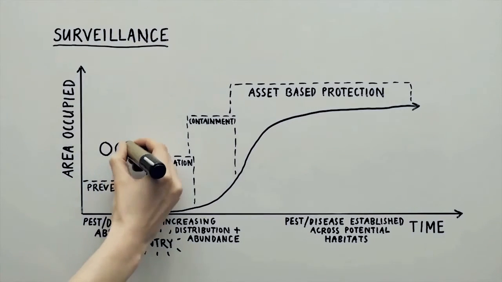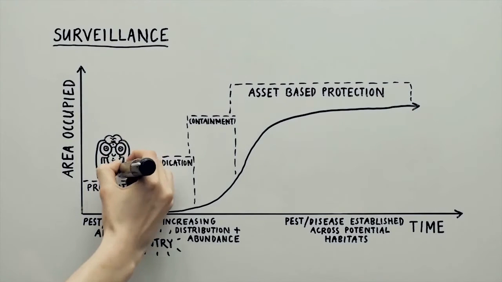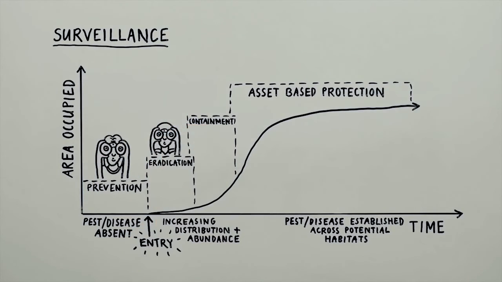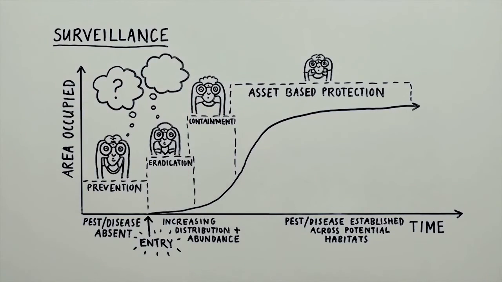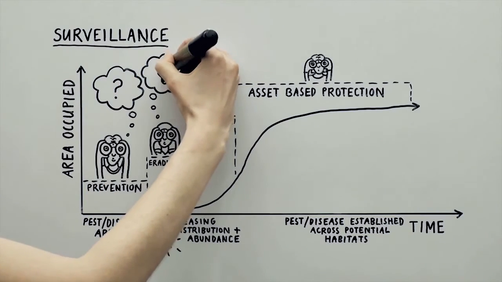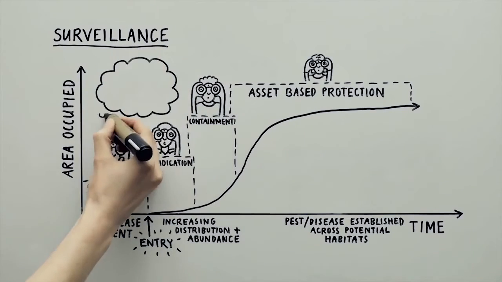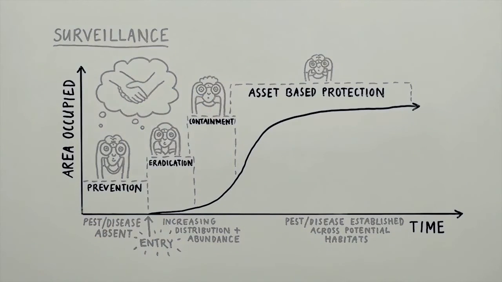Surveillance is an integral part of every stage of the invasion curve. It is essential to prevent an incursion and to confirm eradication and is critical to safeguarding key assets. Everyone has a role to play in biosecurity surveillance by keeping an eye out for the unusual and reporting it when noticed. Cooperative efforts are also critical to successful biosecurity protection and responses.